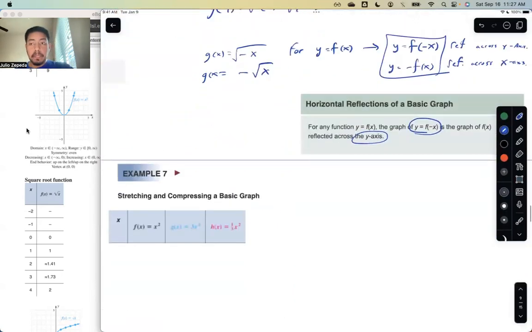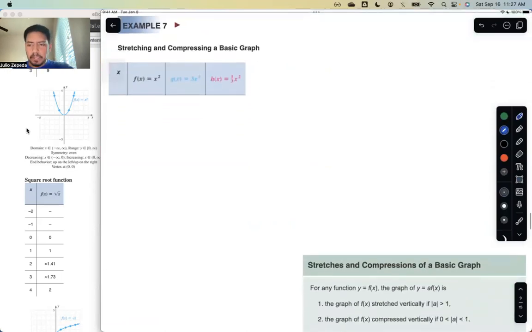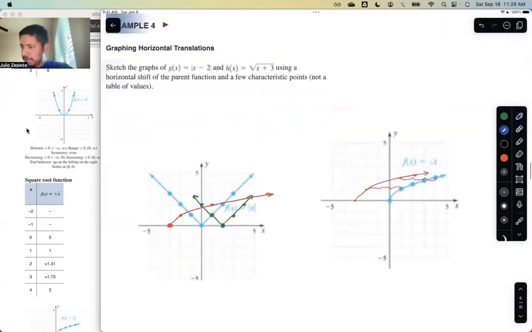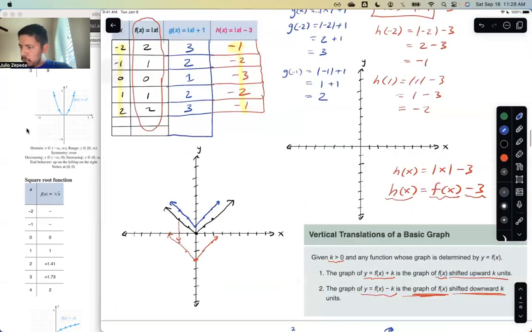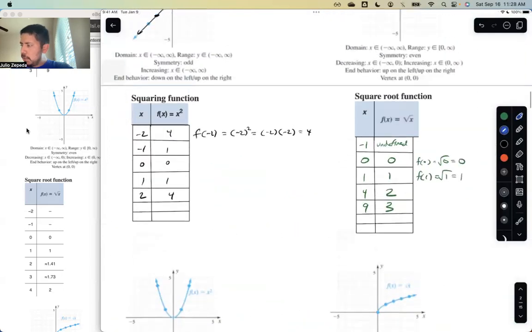All right. Oh, there's a lot of information here. All right. What if we put a number in front of the x squared function? Let's go ahead and take a look at that one. x squared. This one here.